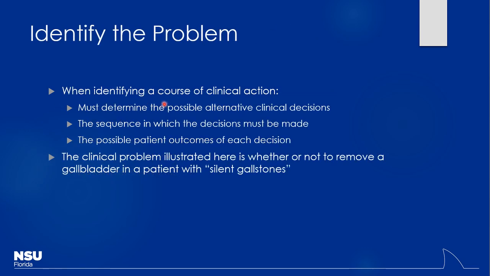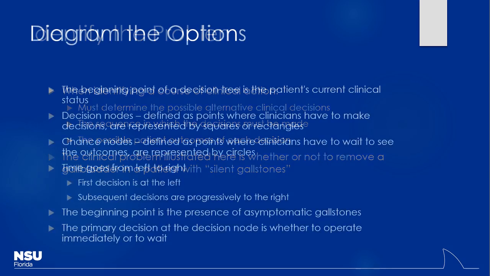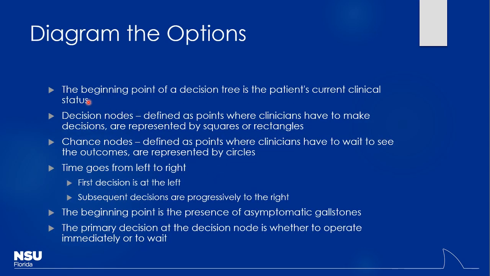When identifying the course, we're going to be talking about alternative clinical decisions. If you're deciding between surgery and not surgery, you have to figure out what sequelae could happen as a result of those decisions. The example we're going to use is a patient with what we call silent gallstones, meaning they have evidence of gallstones but are asymptomatic at the time. The question is, should I go in and remove the gallbladder, or should I just let it ride? If the patient's asymptomatic, why do I need to get surgery? You have to decide what's going to be best for this patient based on the probabilities, what is likely to happen, what is unlikely to happen, and which is going to be best for them overall.